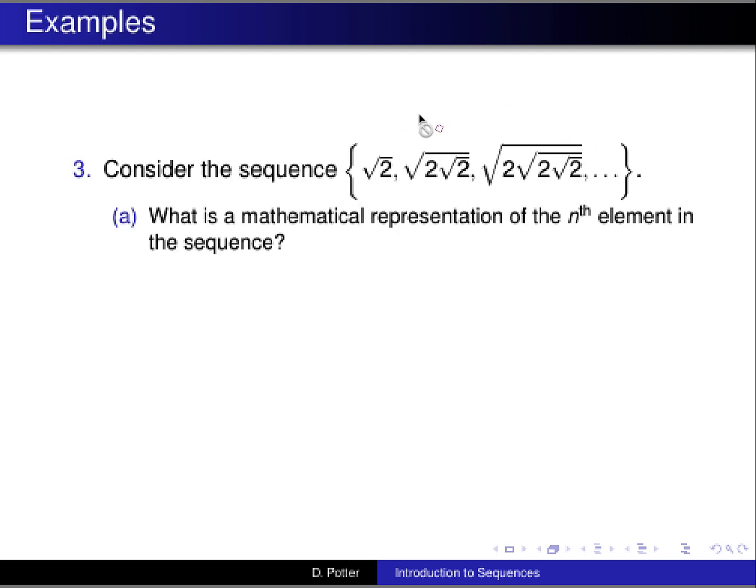So let's take a look at a sequence like this. First off, what is the mathematical representation of the nth element in the sequence? Well, at first blush, you might look at this and go, this is really weird. I got a bunch of nested roots. Hopefully you can see what the next one is going to be. So this is the first one, second one, third one. The next one's going to be root 2 root 2 root 2 root 2, right?